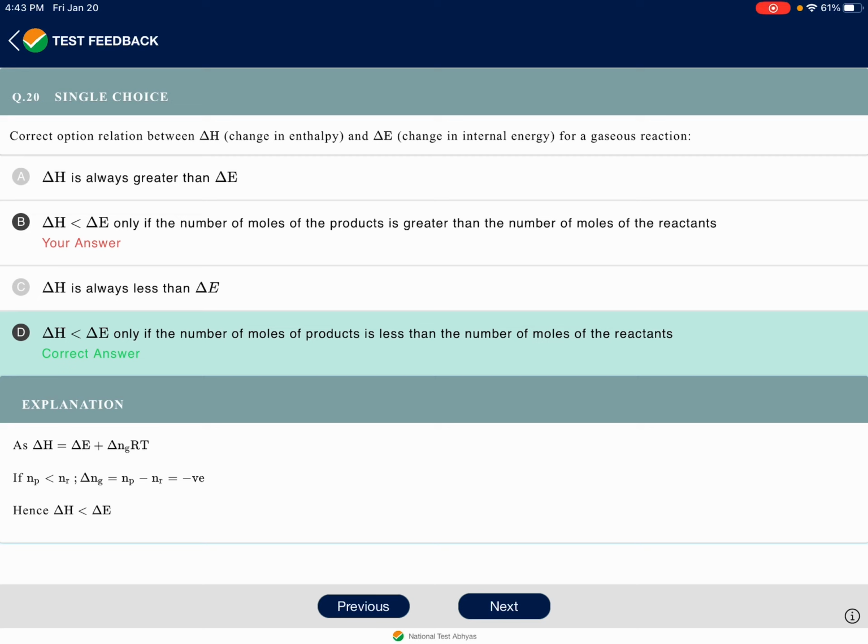Hey, this is ridiculous, man. Yeah, correct. How can you say whether it is endothermic or exothermic? Delta H is equal to delta E plus delta ng RT. If the number of moles of reactants is greater, delta ng is negative, then delta H is greater than. How can you take this?